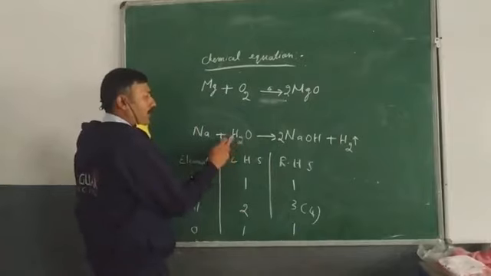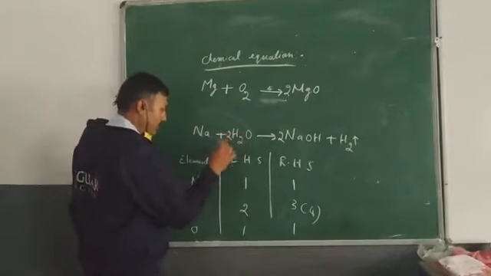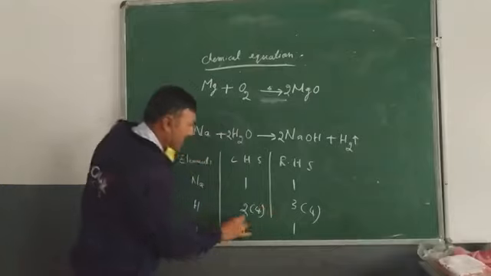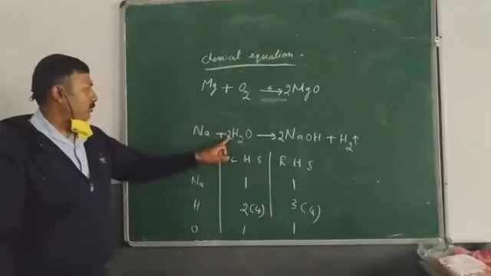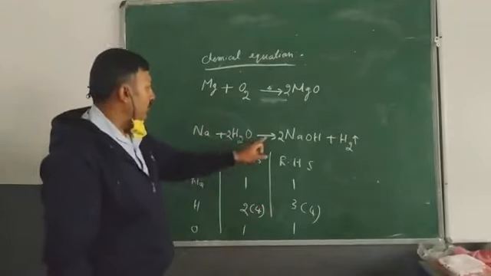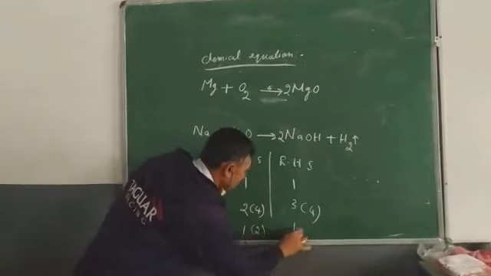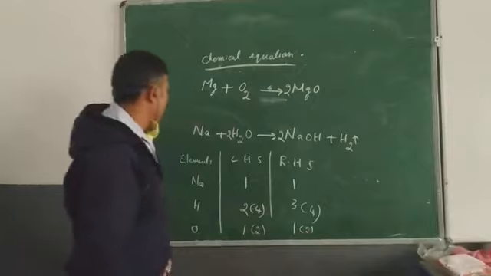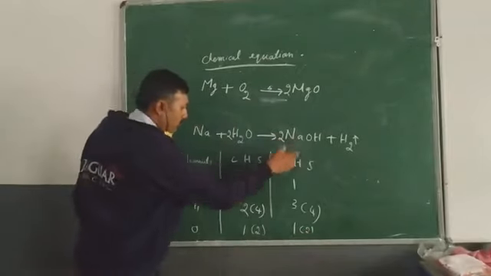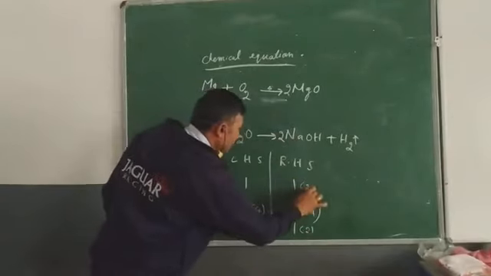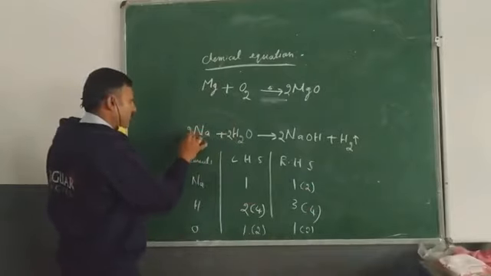So in order to make this 4, I have to put here 2. So 2 2s are 4. Now hydrogen is balanced, and because I have put 2 here, oxygen has become 2 here. Here also 2 ones are 2. So oxygen has become 2 and 2. Now sodium has become 2 on the right hand side. So in order to balance this one, I have to put here 2.